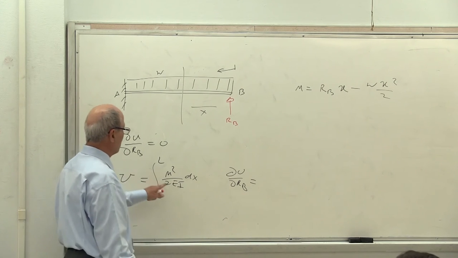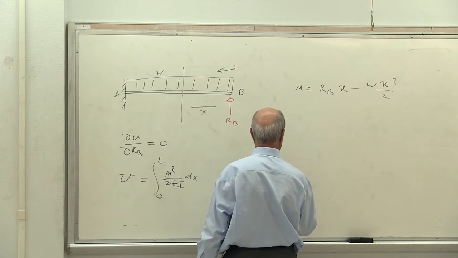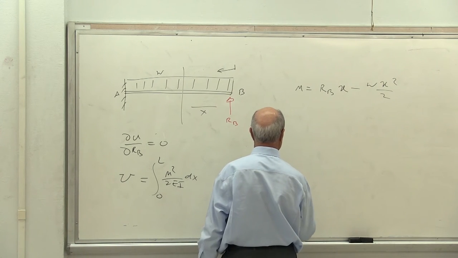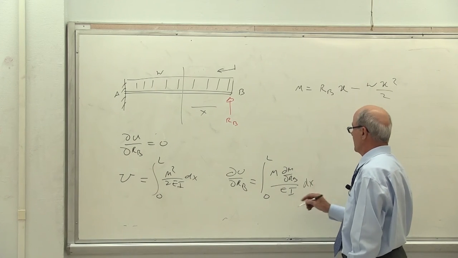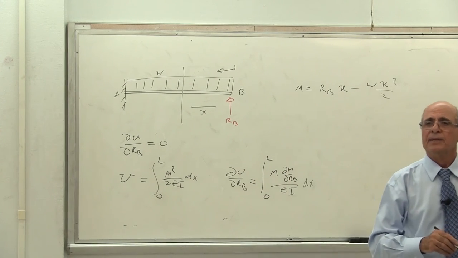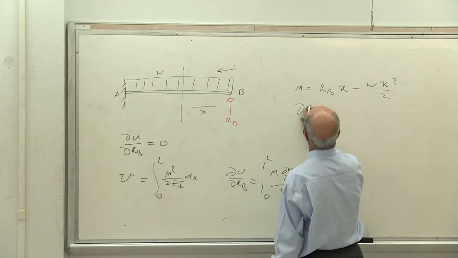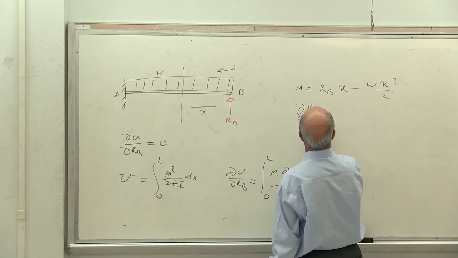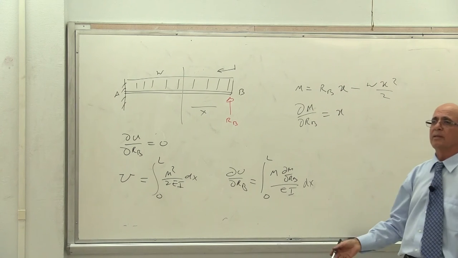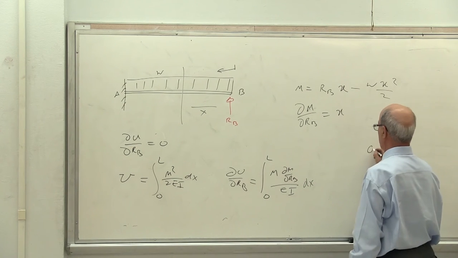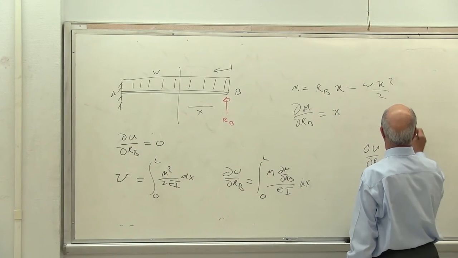dU by dRB becomes equal to what? The integral from 0 to L of M dM by dRB, divided by EI, because the 2 and 2 drop out. Is that correct or not? So as I said, you need M and its derivative. Therefore, this is M and its derivative: dM by dRB is equal only to X. Is that correct or not? That's X and this is 0. That's it.